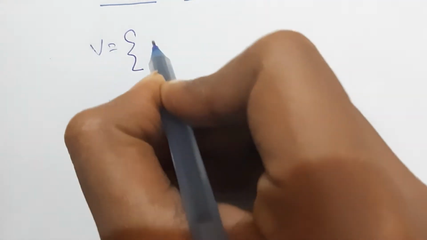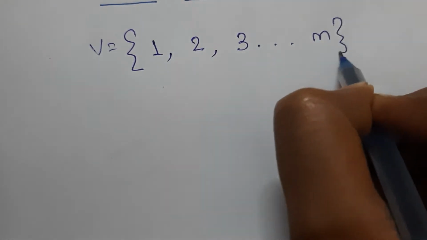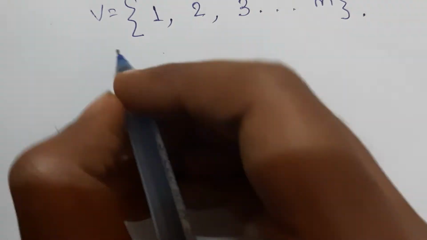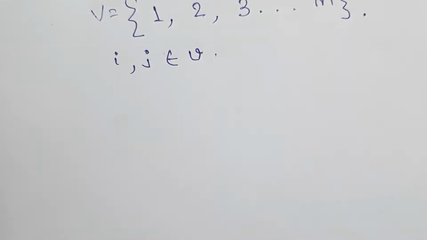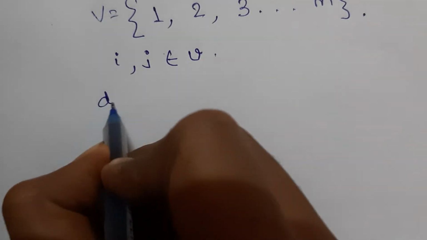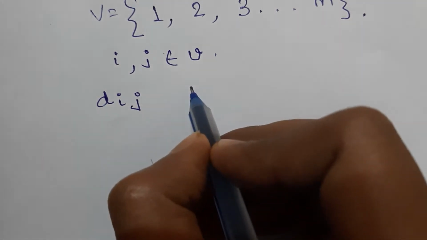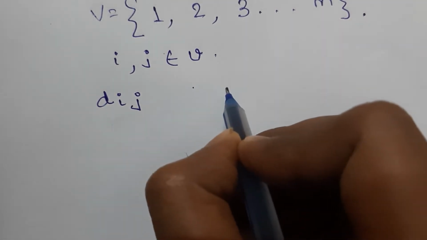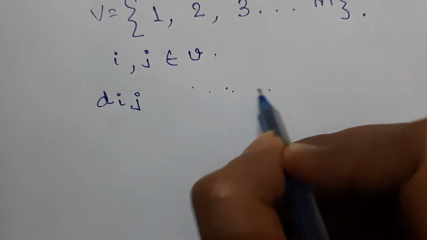So, if we consider a set of vertices V, which contains the vertex numbers, and I and J are two vertices that belong to the set V. Let us consider D of ij. D of ij denotes what is the shortest path from I to j, including only the vertex 1 to k, but the kth element is never in use.